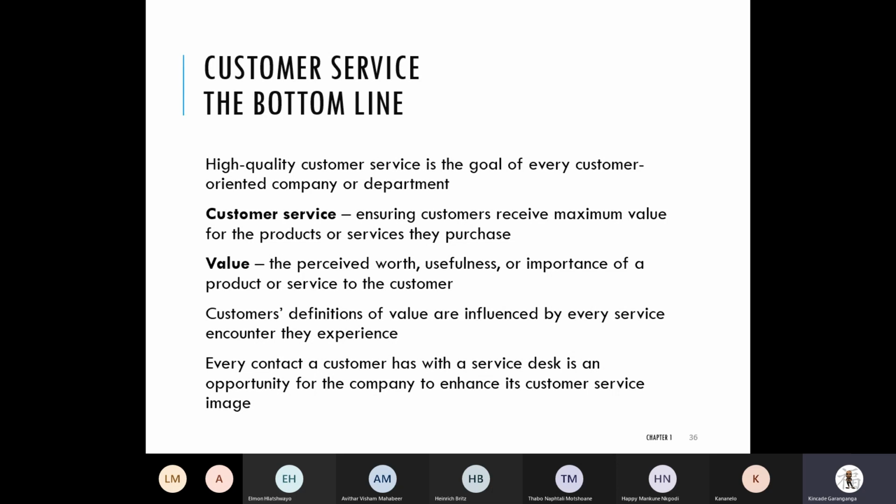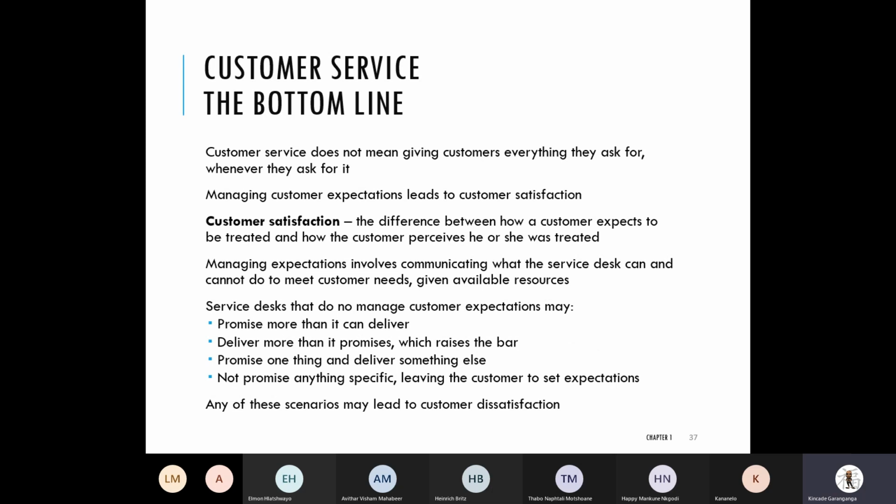And it's important that satisfaction also reflects the difference between how a customer expects to be treated and how a customer perceives that they were treated. There's a massive issue in that regard. So customer satisfaction reflects the difference between how a customer expects to be treated and how a customer perceives he or she was treated. That's what customer satisfaction is all about at the end of the day. So that's that as far as your specific bottom line setup is concerned.